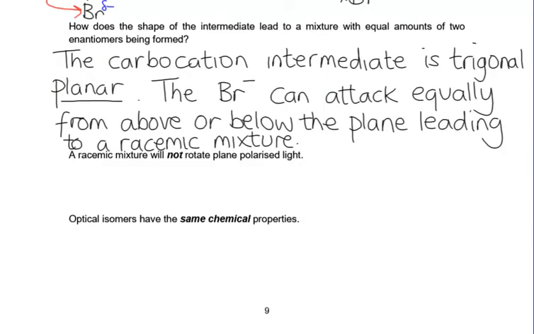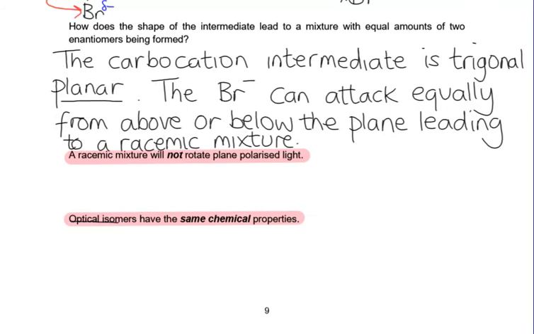Got some final points to note here. A racemic mixture will not rotate plane polarized light. That's because each component does rotate it, but because they're in equal amounts, their effects cancel each other out. And then the other thing to bear in mind is that optical isomers do have the same chemical properties. So you can't distinguish them by a test. You can't test to see if it's one or other of the optical isomers with some chemicals, but you can look at the way they affect the plane polarized light.